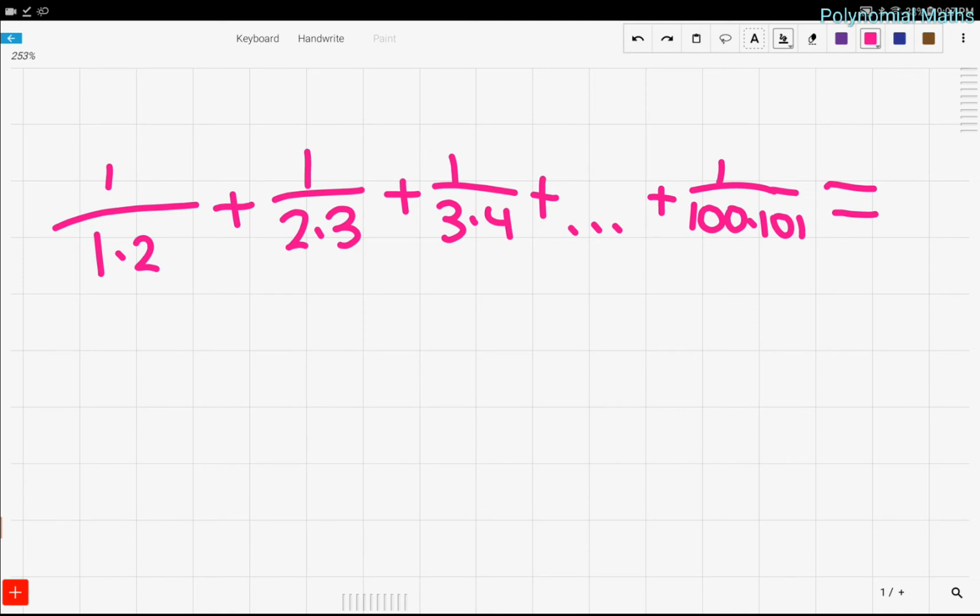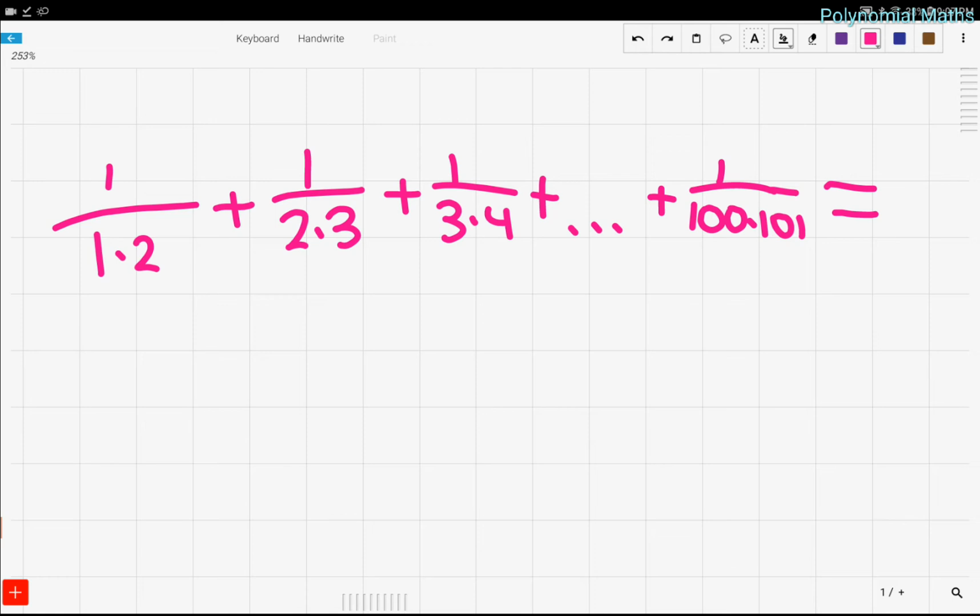Well, there's something called telescoping sums. And in this video, I'm going to give you an introduction on telescoping sums. And this is one of the most common telescoping sums that you can see. So, what's the trick here? We'll keep watching to find out.